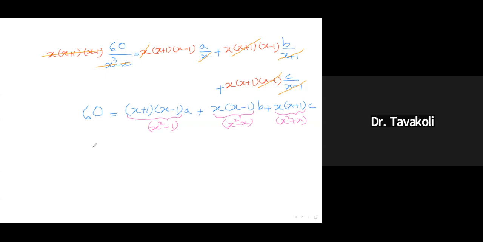So 60 equals, this a is distributed over these parentheses: ax squared minus a. This b is distributed over the next parentheses. It's going to be bx squared minus bx. And this c is distributed over these parentheses. Gives me cx squared plus cx.